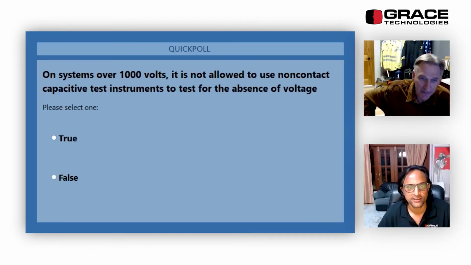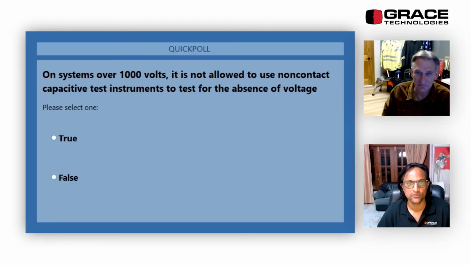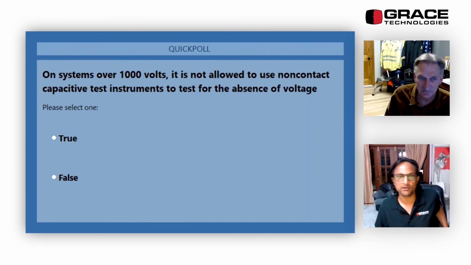I think we'll take 2 more questions we have here and then we'll close it out. So this is on systems over 1,000 volts. It is not allowed to use the capacitive-type testers which Charlie is showing on the screen for absence of voltage testing. This is 1,000 volts and above, over 1,000 volts.